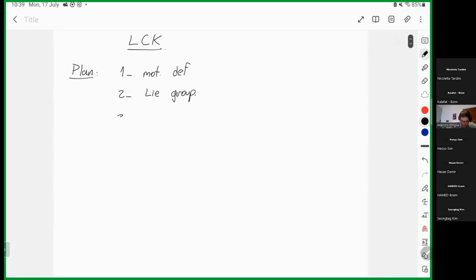And for the last talk, we will see some known results about these topics, open problems, and yeah, we will see. But that is the main plan for these three talks.